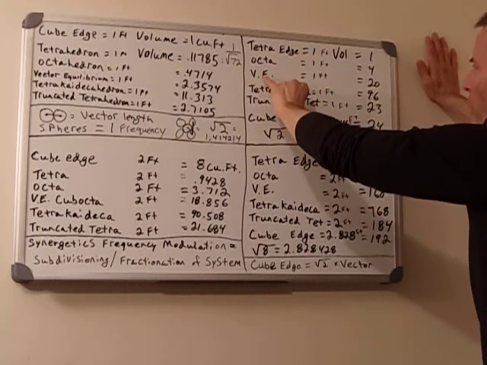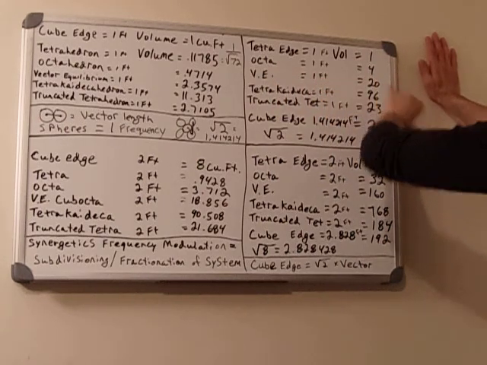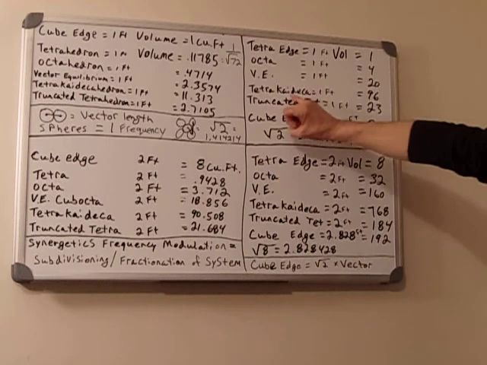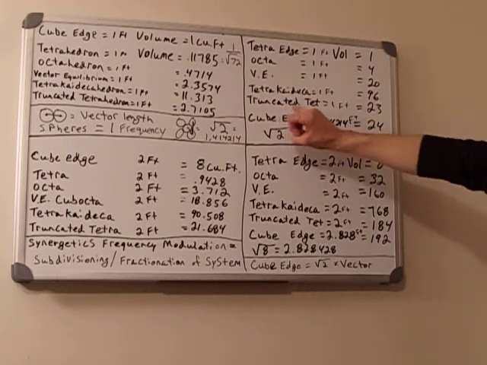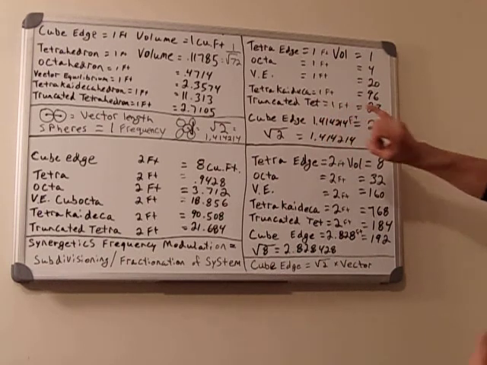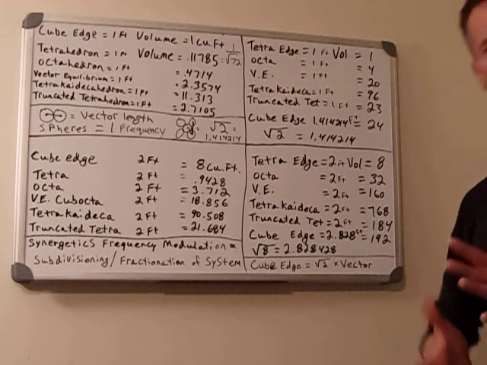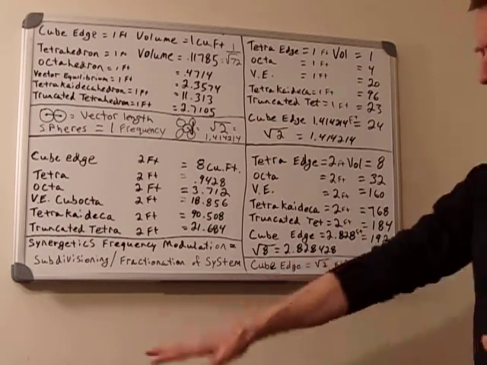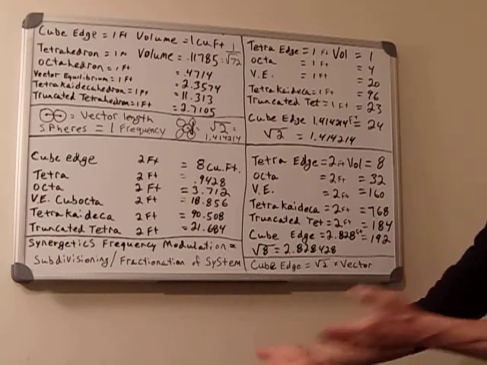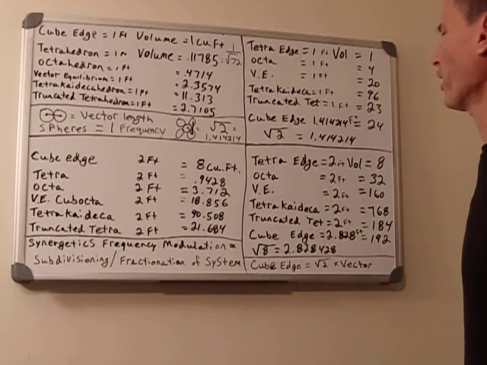The vector equilibrium, also called the cube octahedron, with a 1 foot edge length, then has 20 volume. The tetracadecahedron, with a 1 foot edge length, has 96 volume. Truncated tetrahedron, with 1 foot edge length, has 23 volume. Now here's where we're going to begin explaining why this works, why this is happening. It's very difficult to understand when you're trying to read through 1,500 pages of synergetics. So I'm trying to explain it here so it makes a lot of sense.